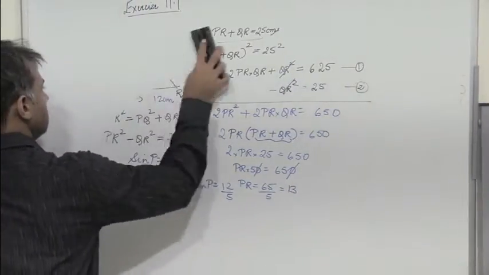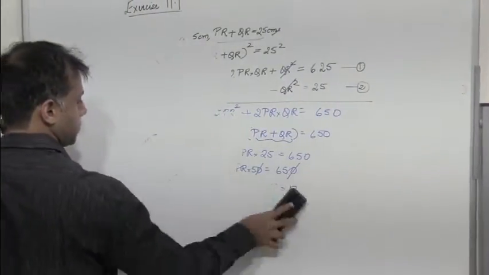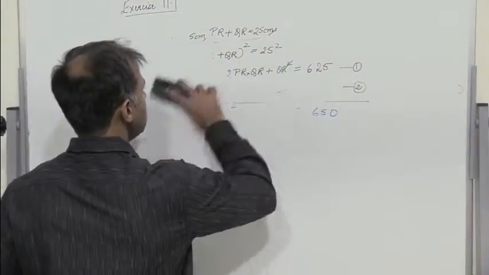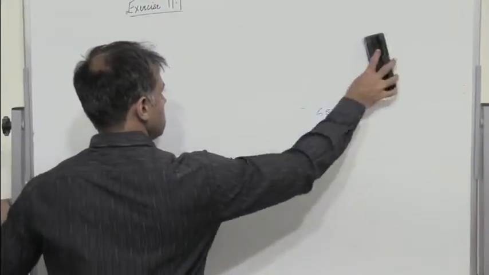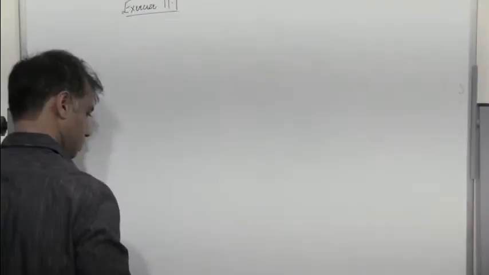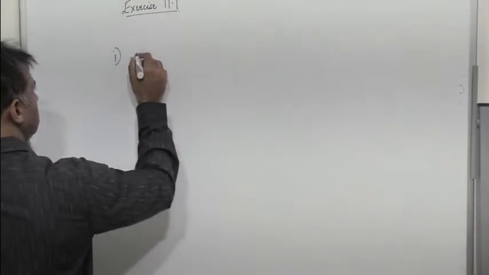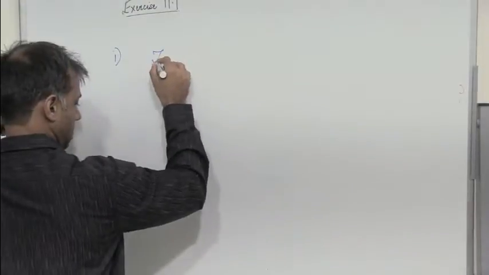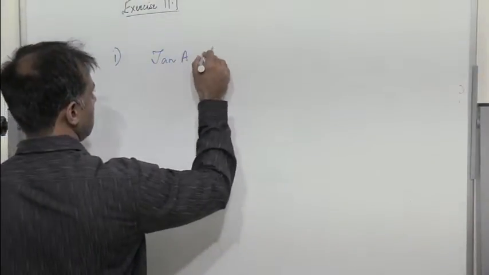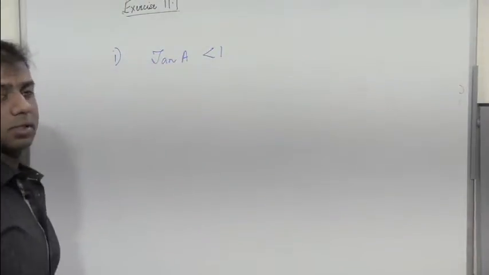Right, so problem 11, we have a few true or false statements. Tan A value is always less than 1. Is it true or false?